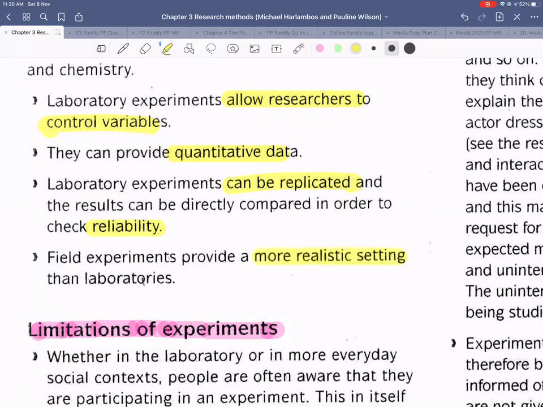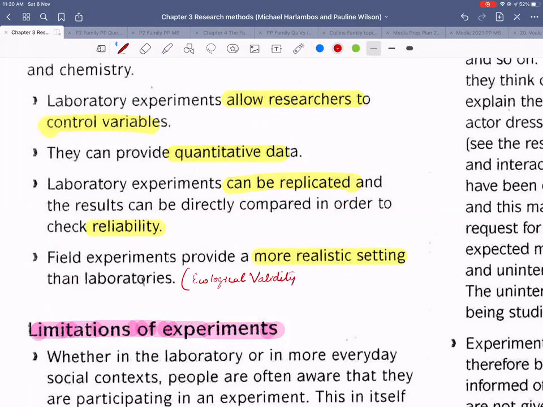So next, field experiments provide a more realistic setting. Now over here we're talking about field experiments. Remember, this was laboratory experiment, this was laboratory experiment. Over here we're talking about a field experiment. And when we talk about a field experiment, it provides you with a more realistic setting. This would improve your ecological validity.